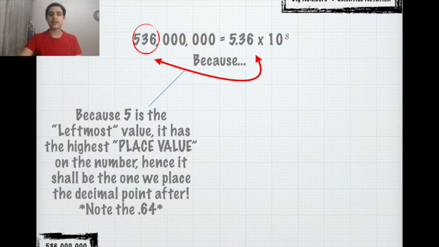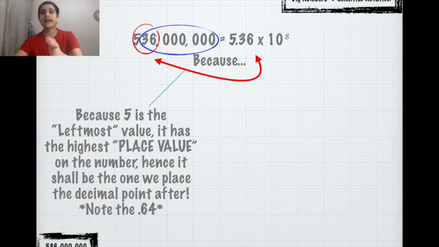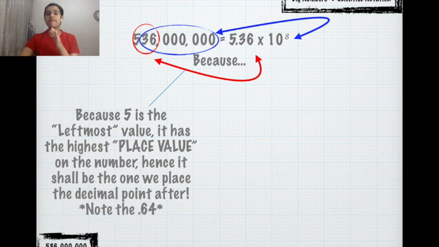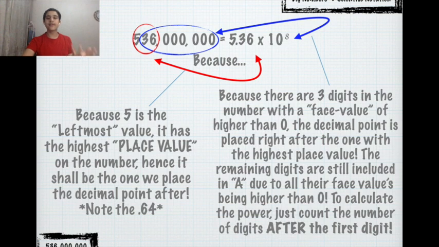And another PPT error, it's not 0.64, it's 0.36. So the decimal point is after 5.36, because there are also values with a higher face value than 0. Because there are 3 digits in the number with a face value higher than 0, the decimal point is placed right after the one with the highest place value, as explained before. The remaining digits are still included in A due to all their face values being higher than 0. To calculate the power, just count the number of digits after the first digit.